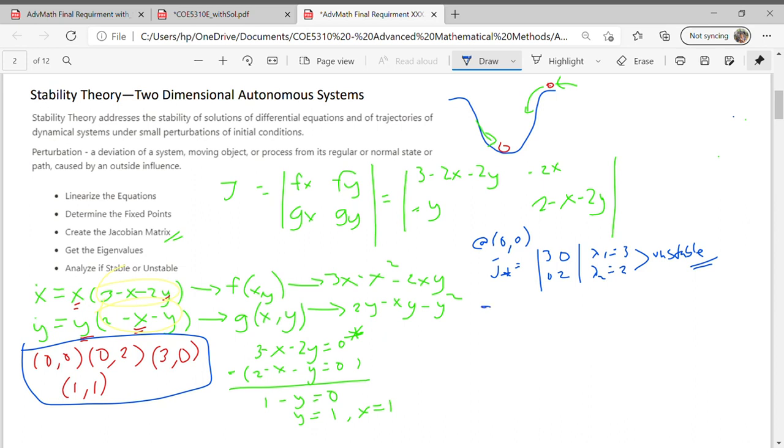So for now, we proceed to the next fixed point, 0, 2. Our Jacobian matrix here is equal to negative 1, 0, negative 2, negative 2. So what we get here, eigenvalues are negative 1 and negative 2. Both negative, so they are stable.